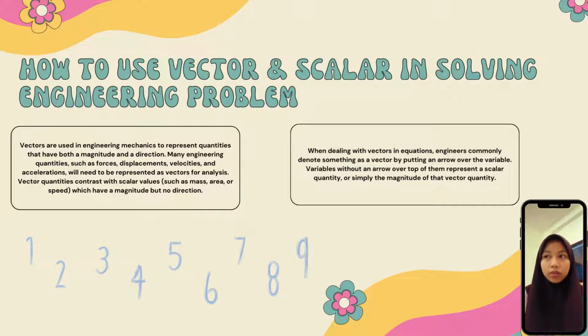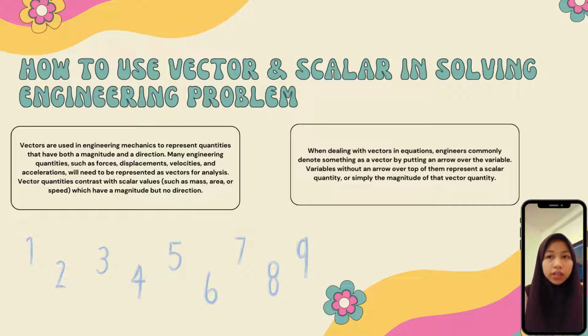I present about how to use vector and scalar in solving engineering problems. Vectors are used in engineering mechanics to represent quantities that have both a magnitude and a direction. Many engineering quantities such as forces, displacement, velocities, and accelerations need to be represented as vectors for analysis. Vector quantities contrast with scalar values such as mass, area, or speed, which have a magnitude but no direction.